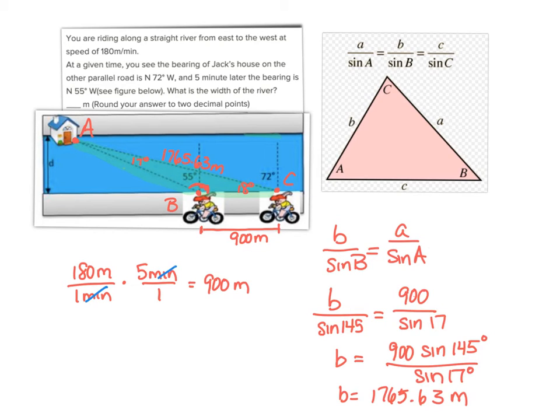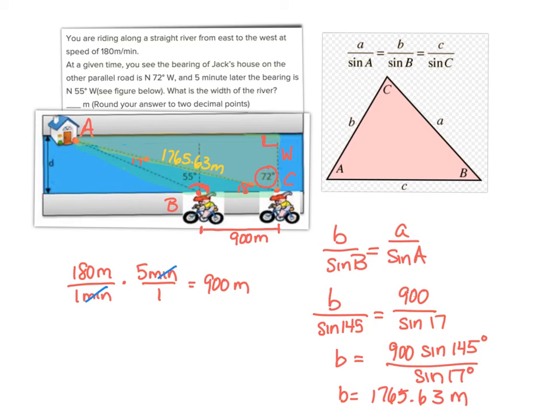Now I'd like to draw your attention to another triangle in this picture, and that's this triangle right here. That triangle is a right triangle. You can clearly see the angle here is 90 degrees, where the horizontal meets the vertical. We have a 72-degree angle. We have the length of the hypotenuse is 1,765.63 meters, and we're asked to find the width of the river. That would be right here, W, the width of the river. That's that distance from here to here.